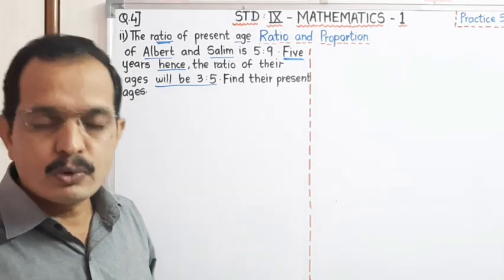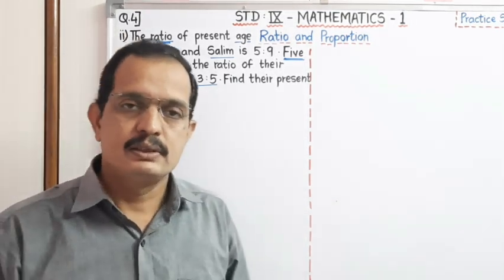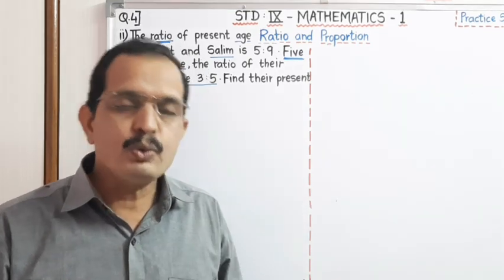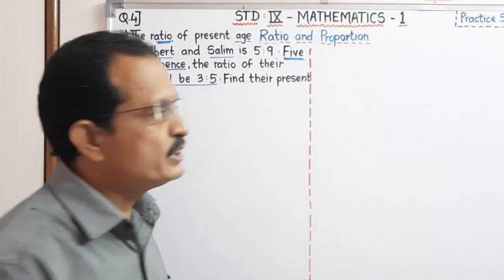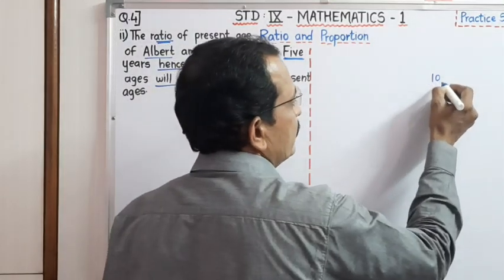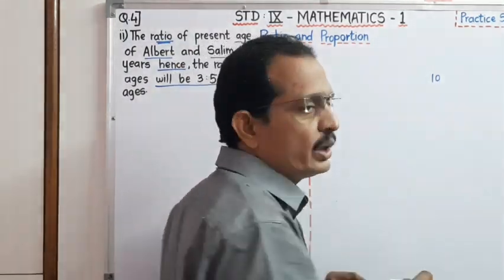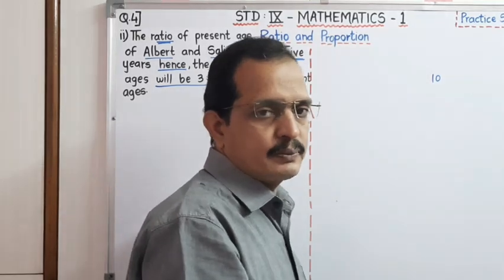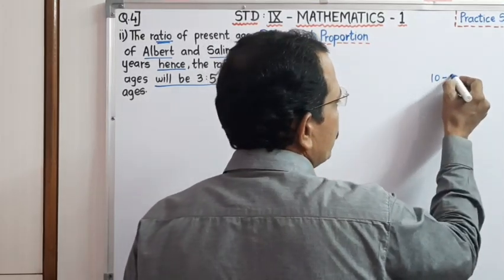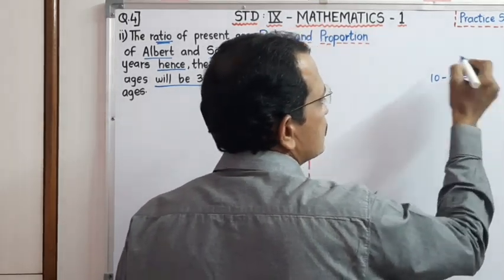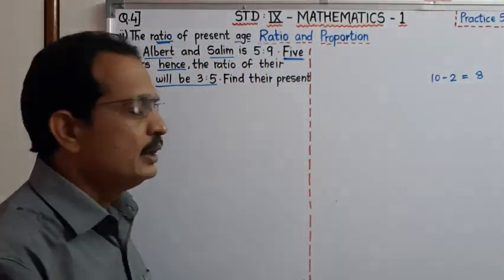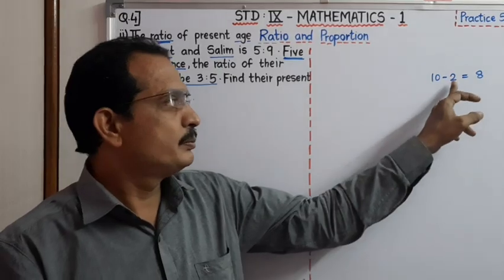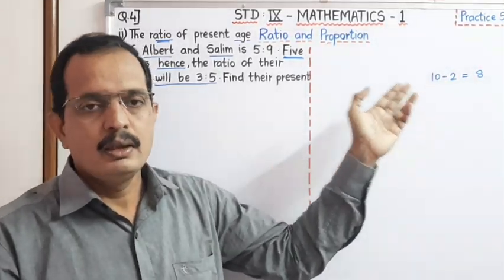Dear student, before 2 years, that means from today's age we have to subtract 2. Suppose the present age is 10, and if we have to find out the age before 2 years, then we have to subtract 2 and we get the answer as 8 years.